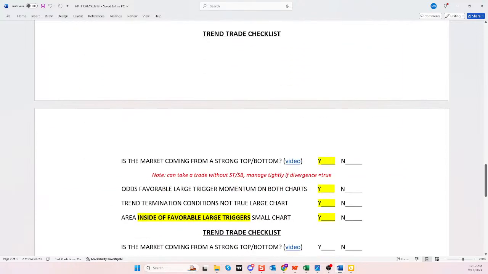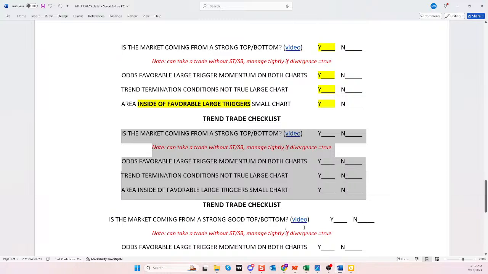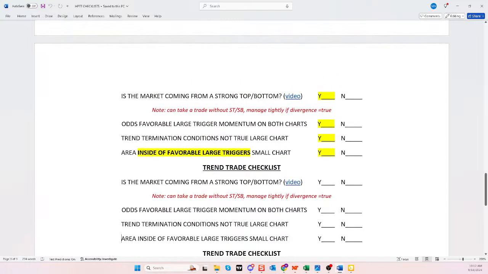And then the second page, I want you to print the second page out. I want you to put it on your desktop. And every time you think you want to get into a trade, I want you to ask yourself these questions. I want you to say it out loud. I want the birds chirping and the dog running. Do I have momentum? Is there a clear path? Do I have an area inside of favorable large triggers? I've never had anybody follow this checklist to the letter and do worse than 70% winners, ever.